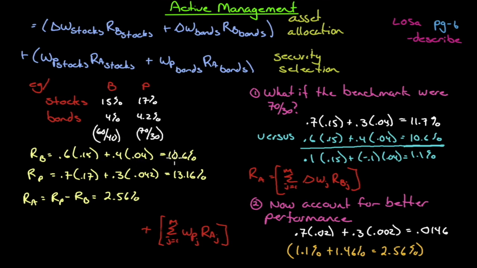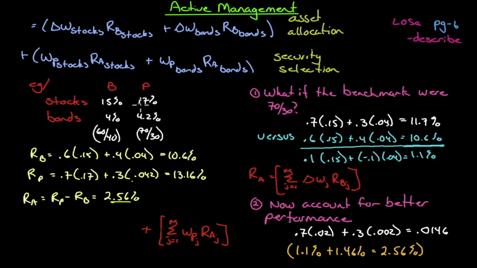So there's the return on the benchmark. Return on the portfolio, we would just use these weightings and these returns, and we'll get 13.16. Our active return is 2.56. We're done, right? But we want to know, what was it due to?